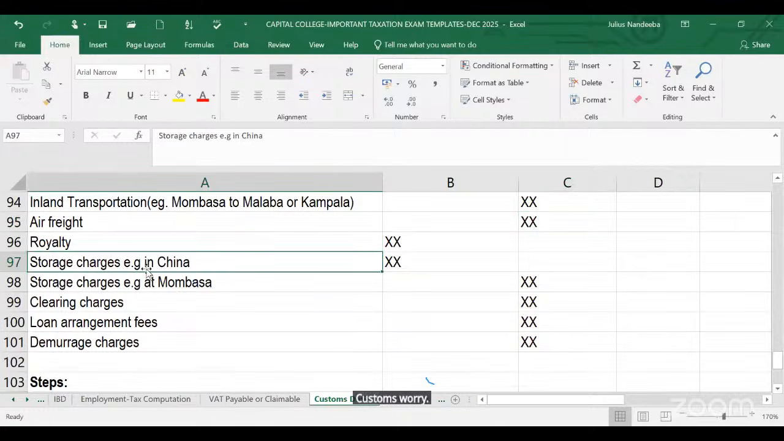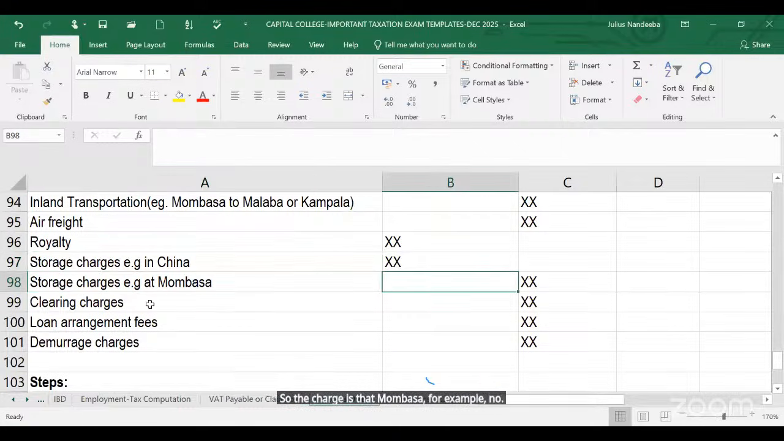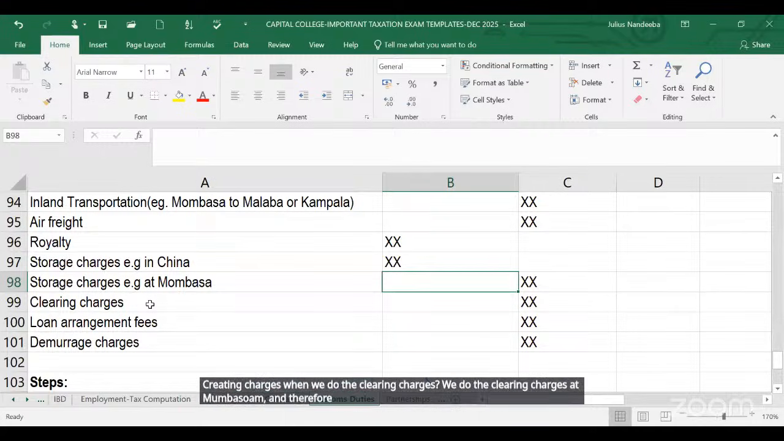What about storage charges in China? Part of the customs value. But if the storage charges are in Mombasa, then not. Storage charges at Mombasa, for example, no. Clearing charges, when do we do the clearing charges? We do the clearing charges at Mombasa or Dar es Salaam, and therefore they cannot be part of the customs value.